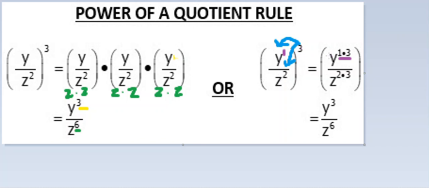So we know that's 1 times 3, and 1 times 3 is 3. So we have y to the 3rd power, which is the same as we got over here. And then in the denominator, we have z to the 2nd power. And we're going to distribute that 3 to it. So that means we have to multiply it. 2 times 3, and 2 times 3 is 6. Z to the 6 is in our denominator, which is the same thing we got over here, which is good.